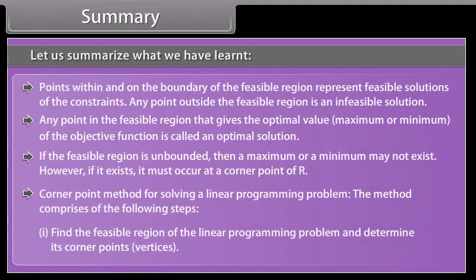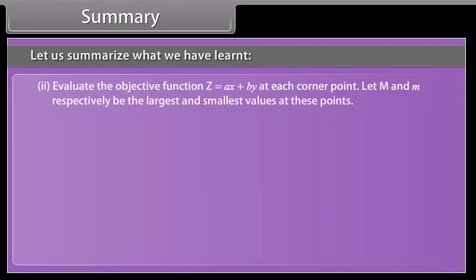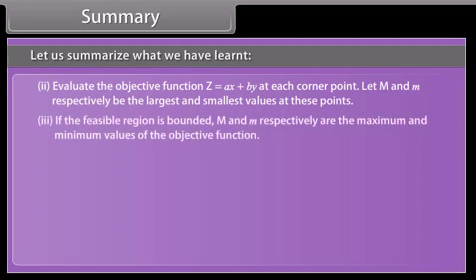1. Find the feasible region of the linear programming problem and determine its corner points, vertices. 2. Evaluate the objective function Z equal to ax plus by at each corner point. Let M and m respectively be the largest and smallest values at these points. 3. If the feasible region is bounded, M and m respectively are the maximum and minimum values of the objective function.